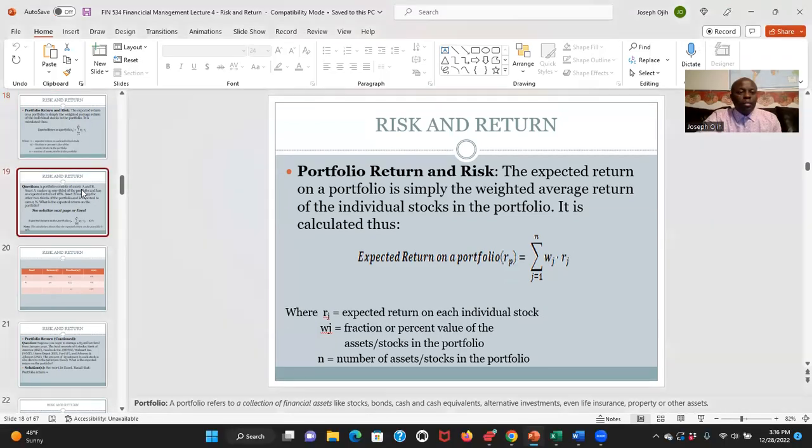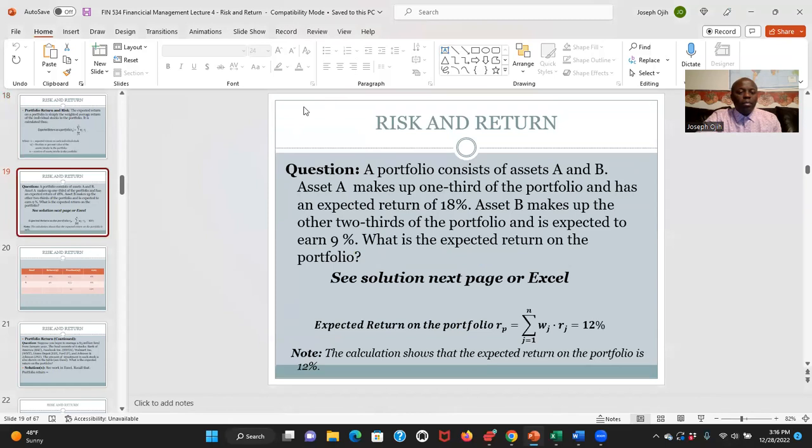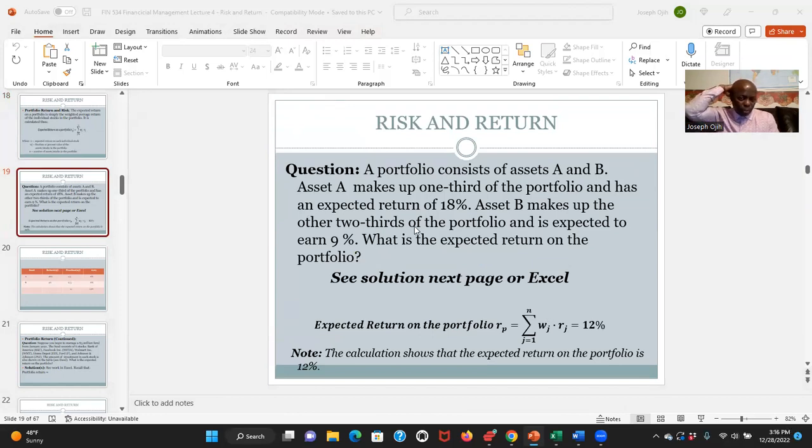The first example we're looking at is this one here. The question says, a portfolio consists of assets A and B. Asset A makes up 1/3 of the portfolio and is expected to return 18%. Asset B makes up 2/3 of the portfolio and is expected to earn 9%. What is the expected return on the portfolio? Remember that the formula is the sum of the weight times the returns.